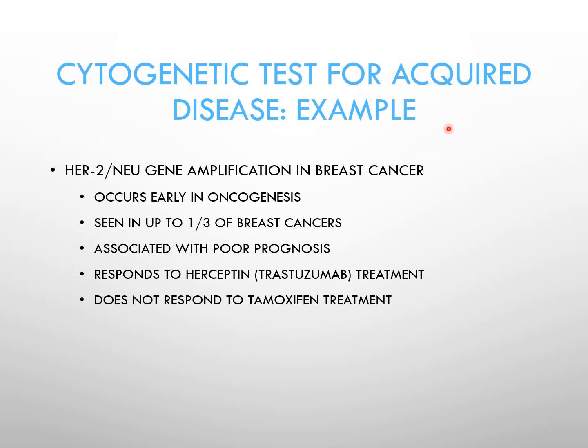Again, a cytogenetic test for acquired disease, an example is HER2/neu gene amplification in breast cancer. This occurs early in oncogenesis and can be seen in up to 1 in 3 breast cancers that are associated with poor prognosis and response to Herceptin treatment, but does not respond to tamoxifen treatment.